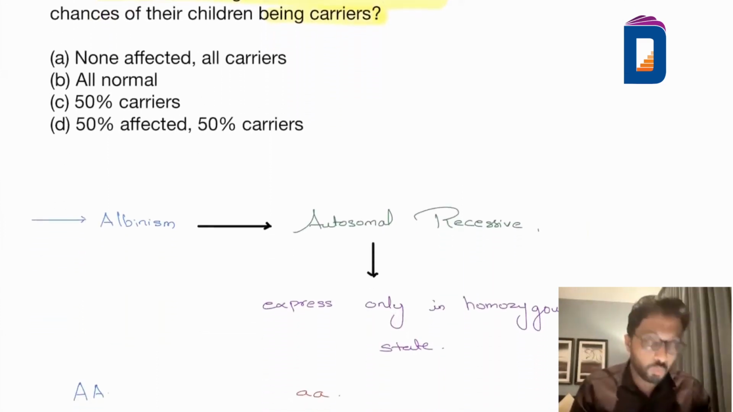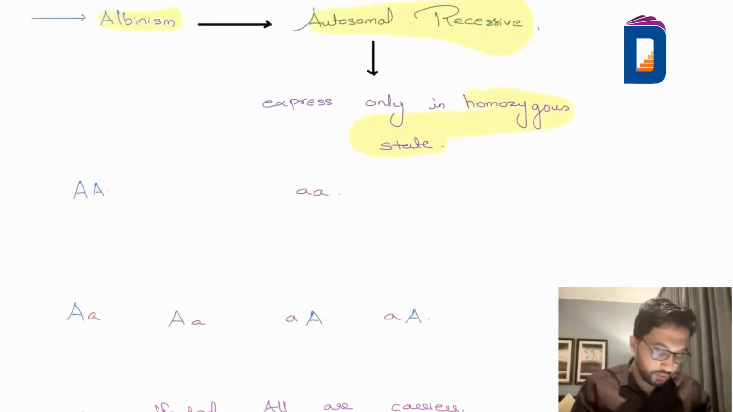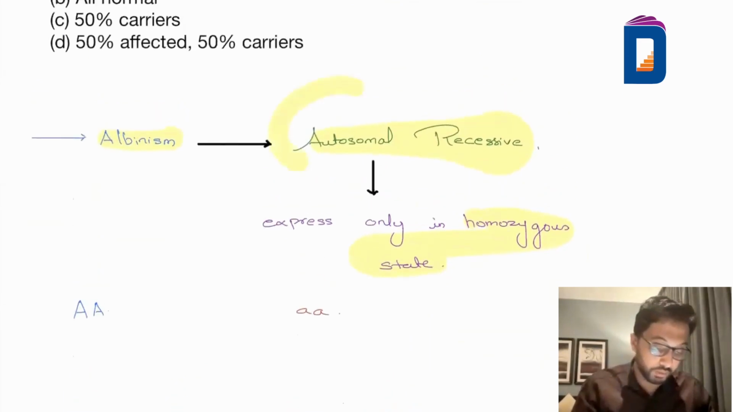So here you have to know what type of disorder albinism is. It's an autosomal recessive disorder. Autosomal recessive expresses only when both the genes are problematic, or in homozygous state. So what they're talking about is a normal male and a homozygous recessive female. Both the genes are affected. That's why I said you should know that albinism is an autosomal recessive disorder.